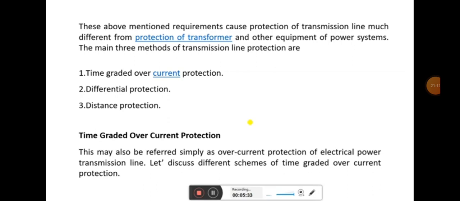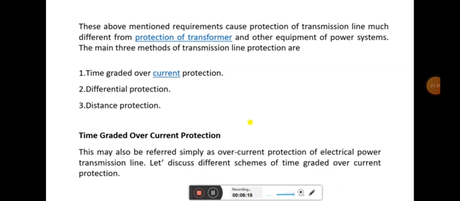First is the time graded overcurrent protection. Second is the differential protection. And third is the distance protection. The last two, that is the differential protection and distance protection, we have already studied in previous classes. What is time graded overcurrent protection? It is nothing but certain time priority is given to the overcurrent protection. That's why it is called time graded overcurrent protection. So we'll discuss in the next slide what is time graded overcurrent protection.